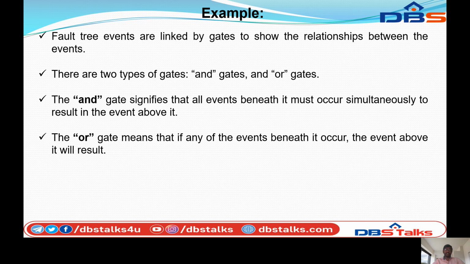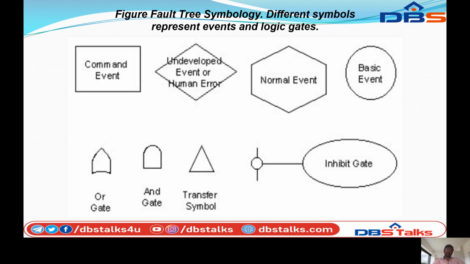So this is the figure. You can see the fault tree commanded event, event node and gating system. The rectangle indicates the commanded event. The cube is an undeveloped event or human error. The trapezium and diamond shape look like a normal event, and finally the circle is a basic event. So these are the event nodes.